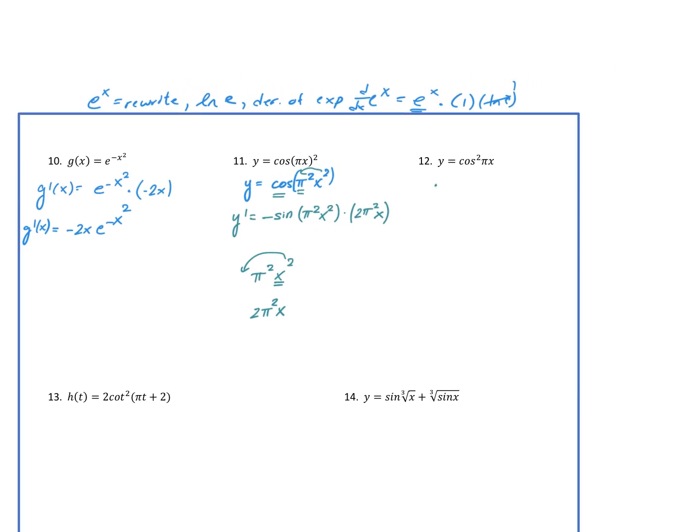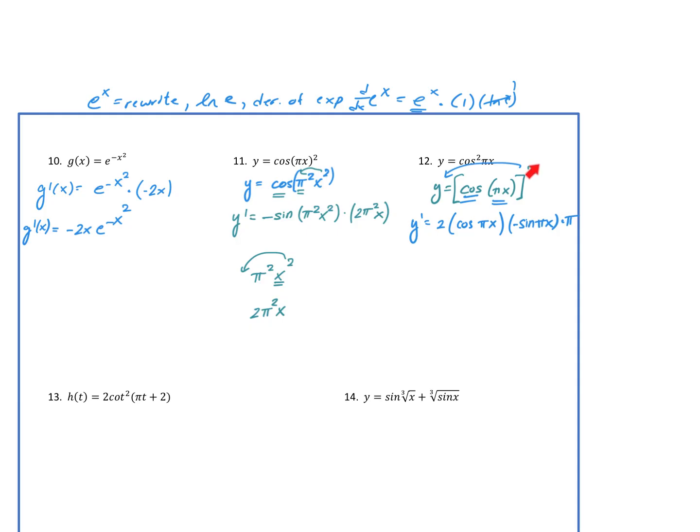For this one, I would rewrite it. It looks like that. So the 2 goes over the whole thing. We bring down the 2. You rewrite it. Derivative of the inside, derivative of cosine is negative sine of pi x, and then the derivative of that, which is pi. So this is where the chain rule gets fun.